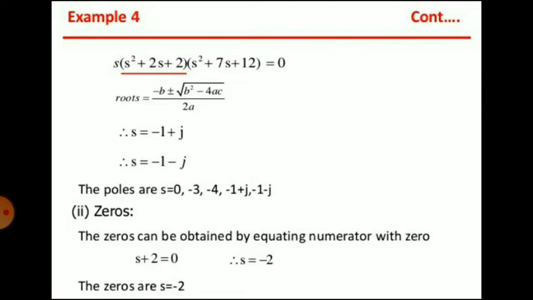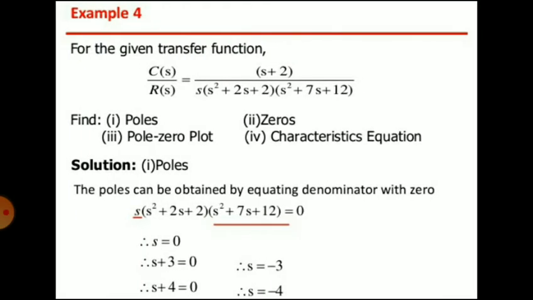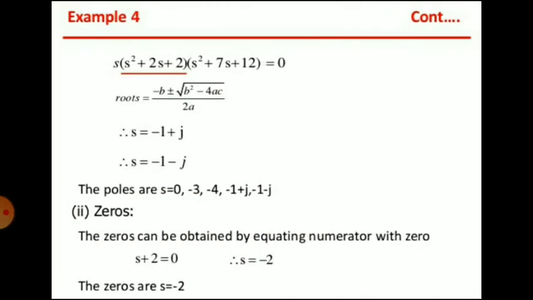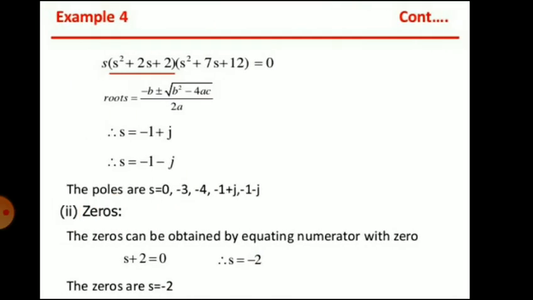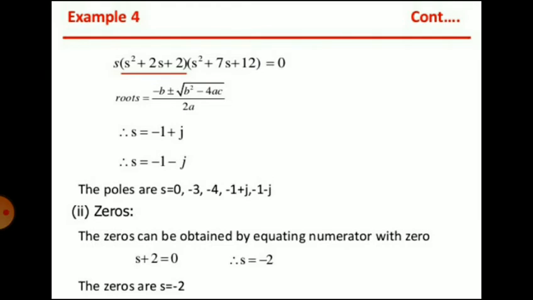So the poles will be 0, -3, -4 and -1 plus j and -1 minus j. Now find out the zeros by equating the numerator equal to 0. The numerator is s plus 2, so s equal to -2. So that will be the zeros. Zeros are s equal to -2.